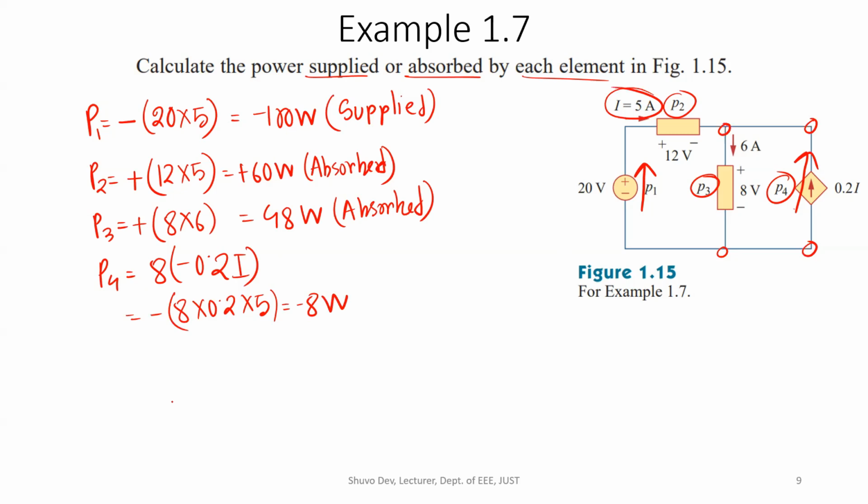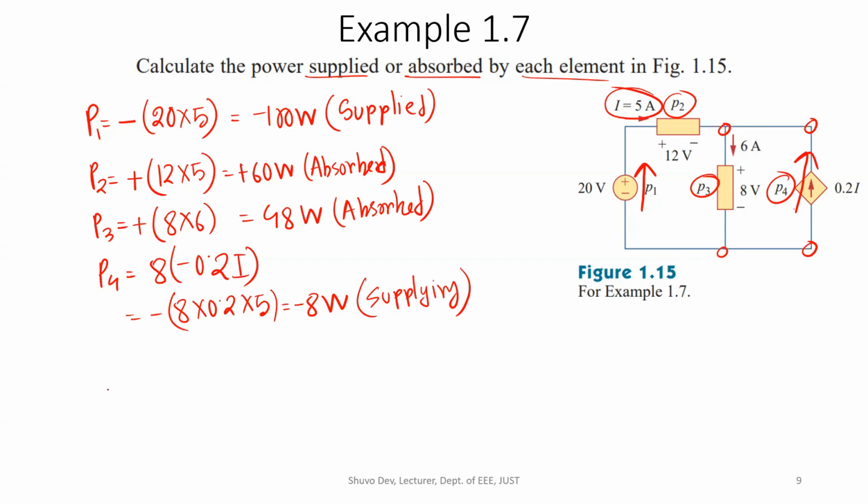So this is minus 8 watt, which means this is supplying. Already from this figure we can know this is a dependent source, a dependent current source. It's supplying the power of 8 watt.